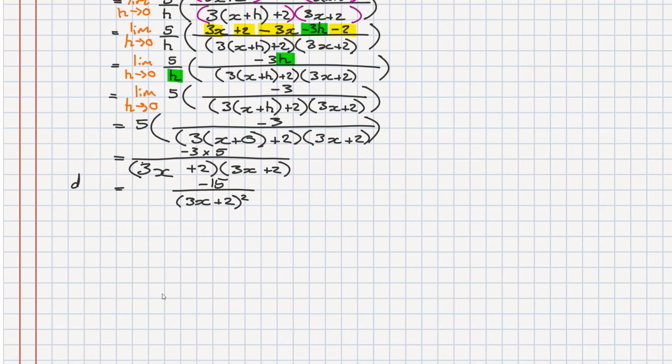So this would be the dy over dx. So the change in y with respect to the change in x. And this would tell us the slope of y. So this is how we would find the gradient function of y, or the slope function of y, using first principles. So dy over dx equals negative 15 divided by 3x plus 2 squared.